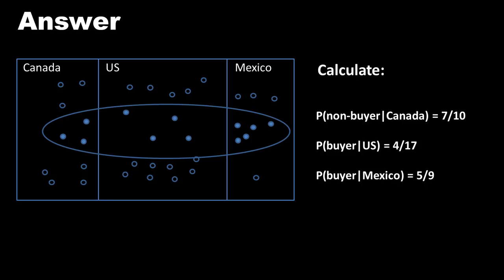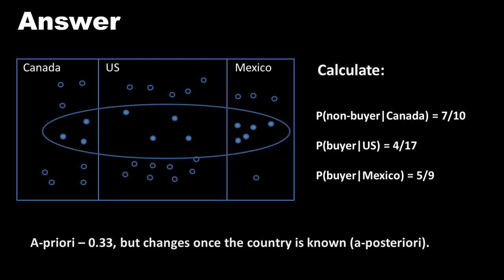Okay, so these are the answers. Again, I hope you pause the video and try to find the answers before moving on to this. So the probability of somebody being a non-buyer given that they're Canadian, of course, is 7 out of 10. Because we saw that the probability of buyer is 3 out of 10. Again, if you look at the diagram from first principles, there are 7 non-buyers out of a total of 10. Similarly, probability of somebody being a buyer, given that they're from US, is 4 out of 17. There are a total of 17 US cases, and 4 of them are buyers. And there are 9 cases from Mexico, out of which 5 are buyers. Okay, so total is 36. As before, this is just the same data. So that's just some more practice with calculating conditional probabilities.